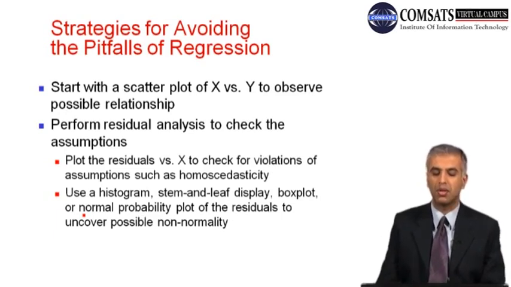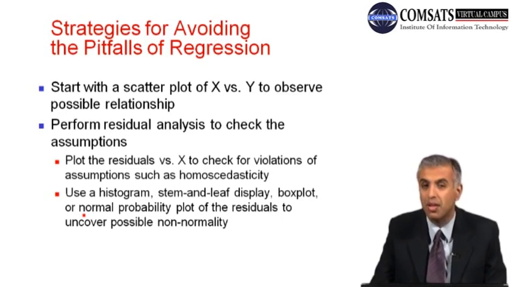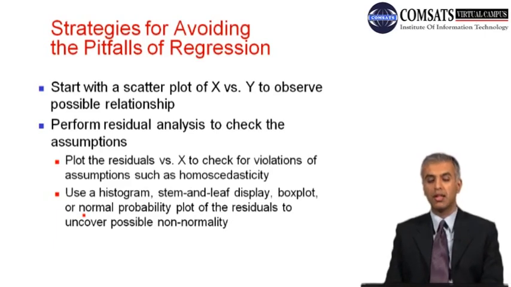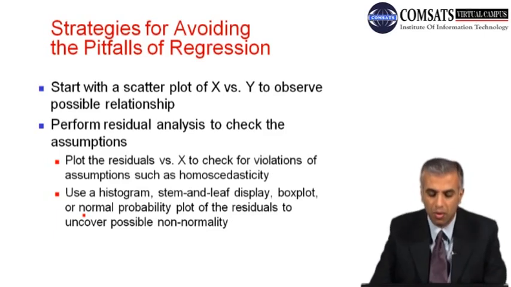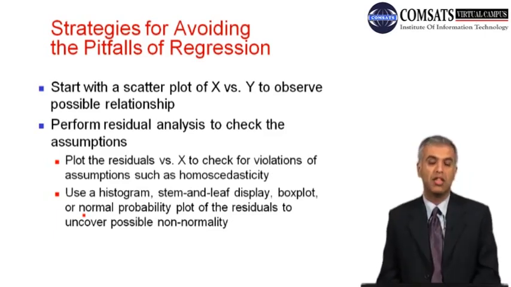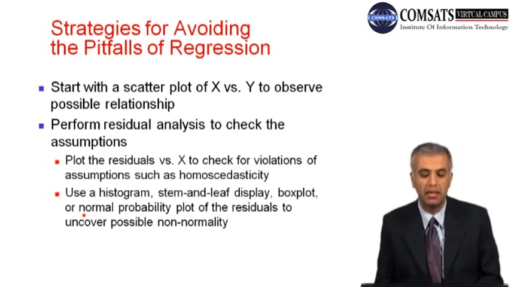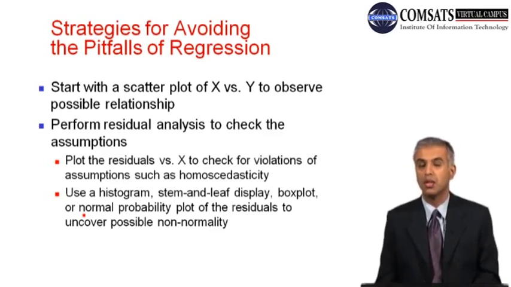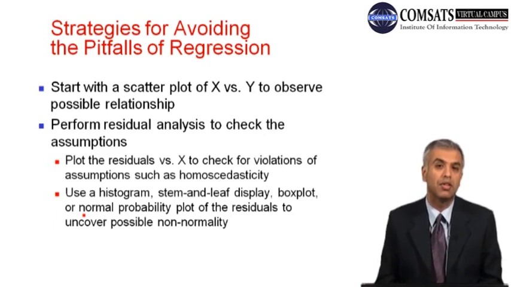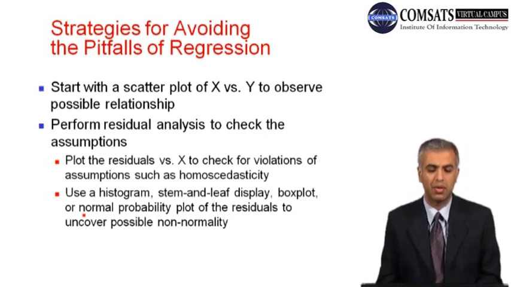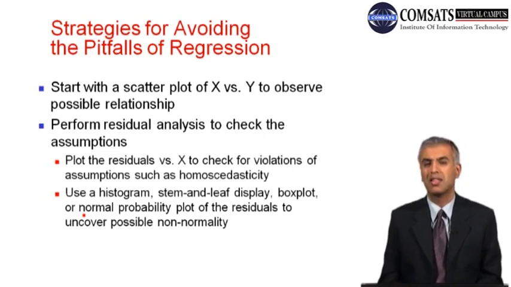Then in order to ensure normality, we can use, and we have been using, histograms, stem and leaf display, box plotting, and the normal probability plot of residuals here. So this is the typical way to avoid this non-normality issue. These are the primary strategies which can be used to avoid any kind of complications which may occur while we are performing tests for assumptions and all the conditions which need to be met for regression analysis.